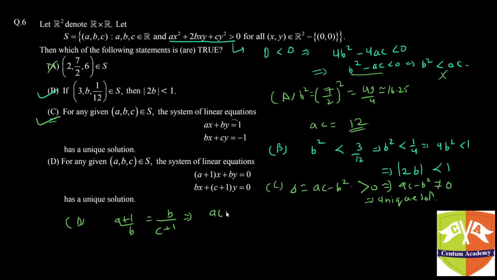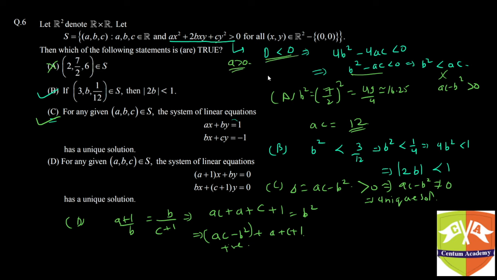If you simplify this, you'll get ac + a + c + 1 equals b². Now we have to check whether it is ever 0 or not. So we take everything on the left-hand side: ac minus b² plus a plus c plus 1. Now ac minus b² is always positive because b² minus ac is negative. So this is a positive number. And for this, a needs to be positive, and not only that, c also needs to be positive.